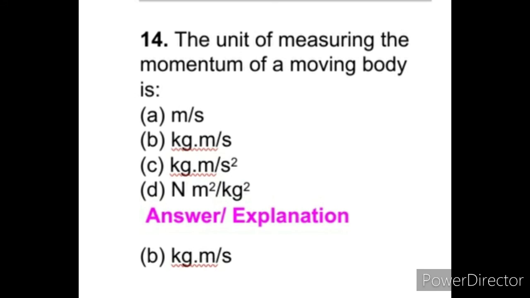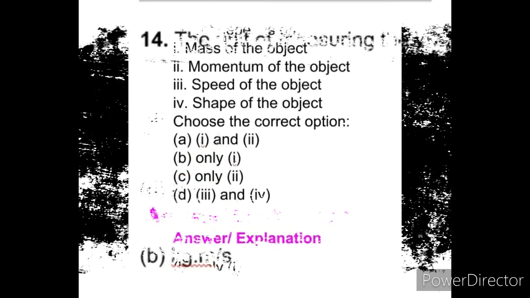Question 14. The unit of measuring the momentum of a moving body is A. Meter per second. B. Kg meter per second. C. Kg meter per second square. D. Newton meter square per kg square. Answer is B. Kg meter per second.